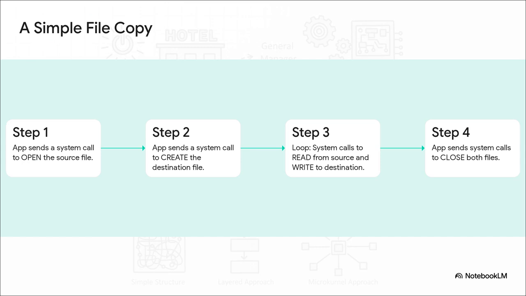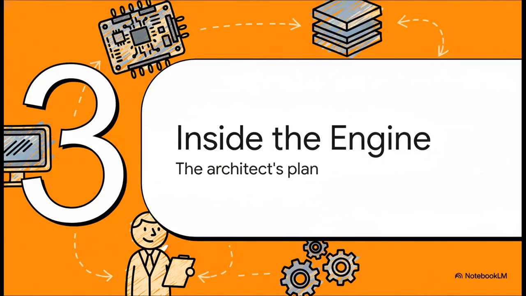So when you just drag and drop a file, what you're really kicking off is this incredibly rapid-fire sequence of system calls. The app sends a call to open the first file, then another to create the new one. Then it goes into this loop sending read calls and write calls over and over until the job is done. And finally, it sends a couple of calls to close both files. All of this happens in a fraction of a second, completely invisible to you. It's amazing. So we've seen what the OS does, but how is it all organized? Let's take a look at the architect's plan and see how these incredibly complex systems are actually put together.